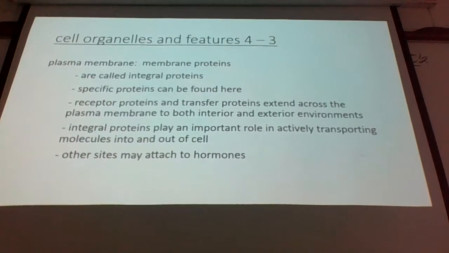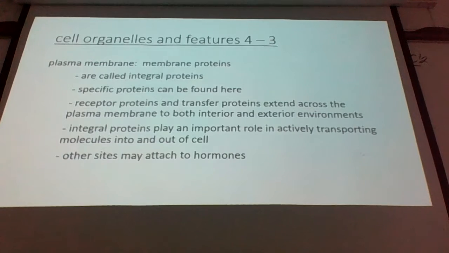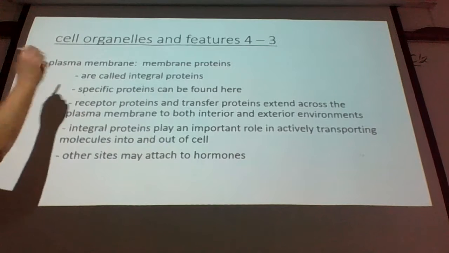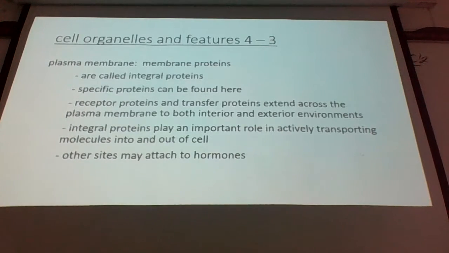So from yesterday, we see the plasma membrane, okay? It has two different types. We read a little bit of information about that in the book, okay? And the idea behind this is there's specific proteins that can be found here in that plasma membrane or cell membrane. So what example did we give yesterday that allows materials into and out of the cell?